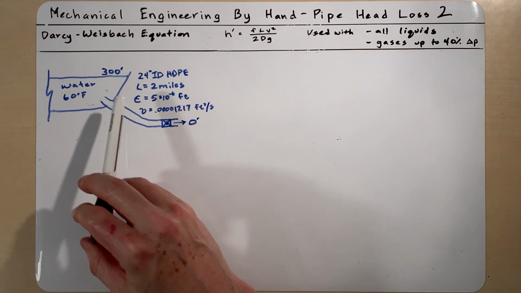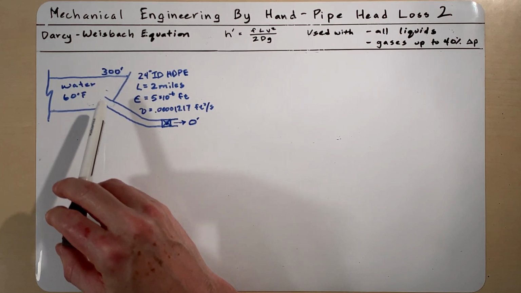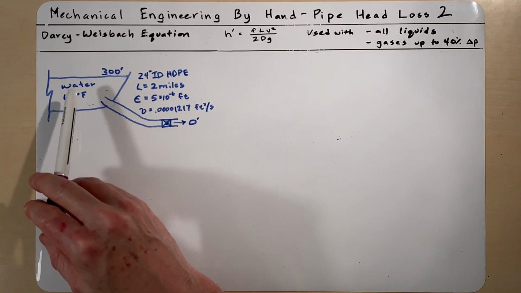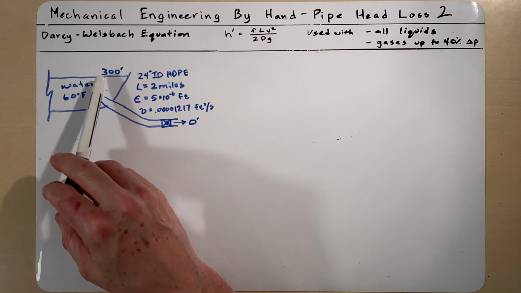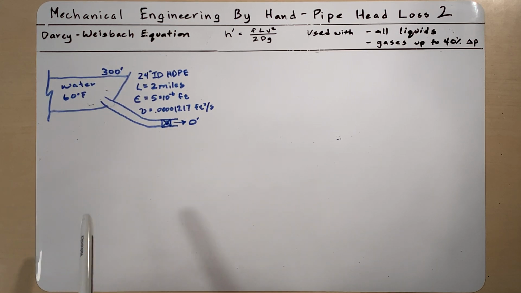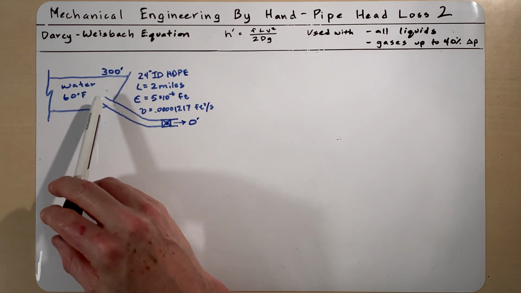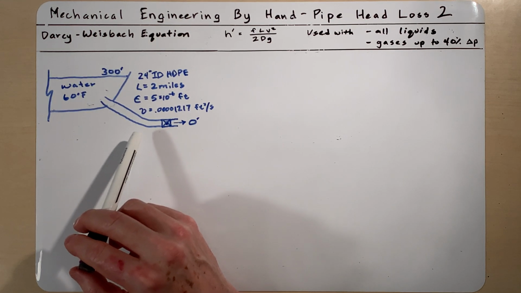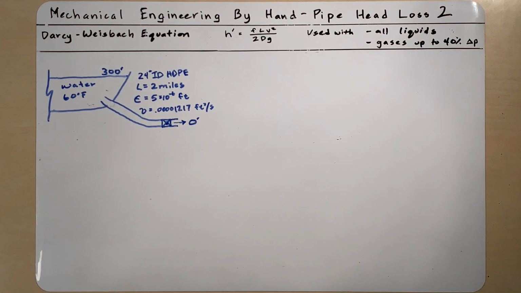So our change in elevation is 300 feet, and the head we have pushing on the water is 300 feet. And so the head loss is going to be 300 feet. And we can use that to calculate the flow rate. So we have a few things going on here.